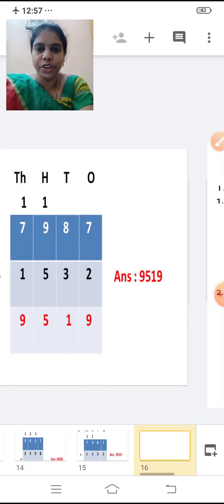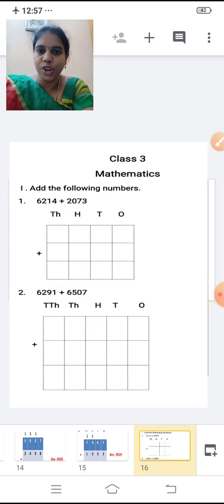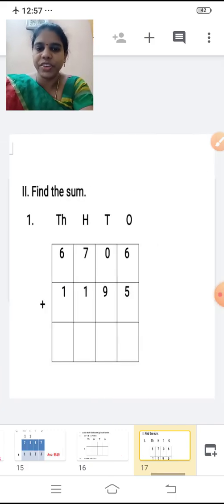And here is one worksheet for you. Add the following numbers. Finish the worksheet, children. So practice the sums well.